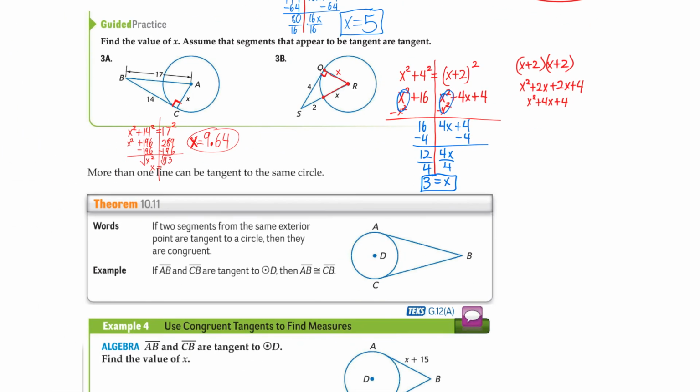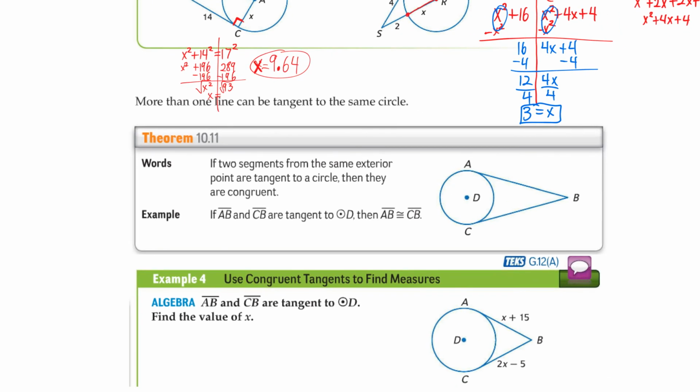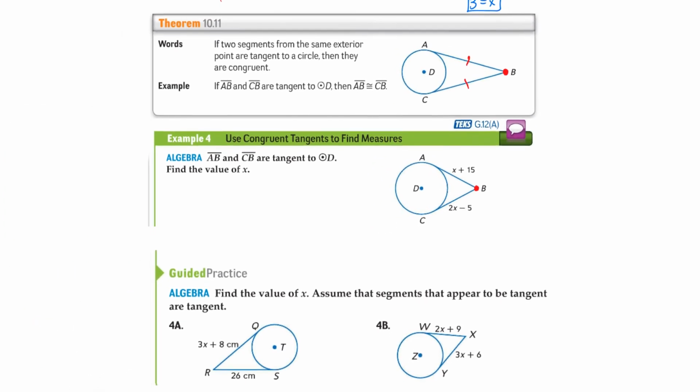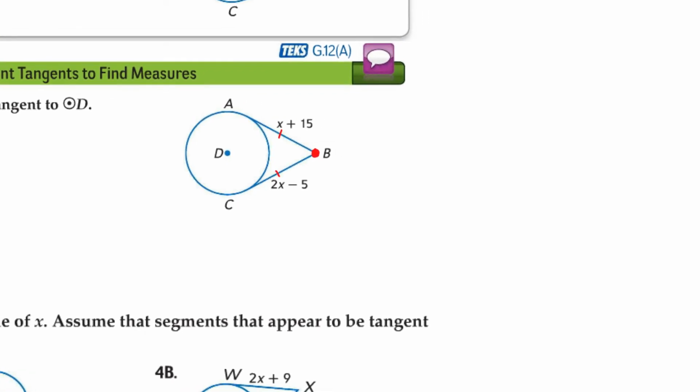Okay, the last little thing we're going to talk about ends up being a really easy idea. It says if two segments from the same exterior point are tangent to a circle, then they are congruent. In other words, if both of these tangent segments originate from the same external point, then those two tangent pieces are just congruent to each other, which makes sense. So on this one, both of these start from point B, and AB and CB are both tangent to circle D. Since both of those are tangents, those two are congruent. So you just have them equal: x plus 15 equals 2x minus 5. And that's 1x, add 5, that gives you 20.